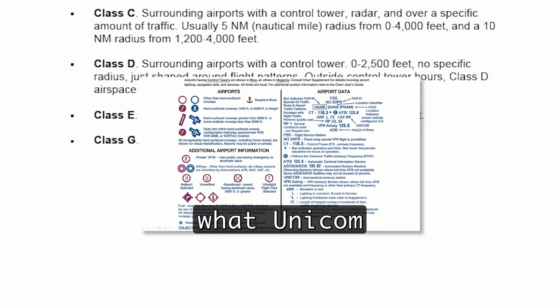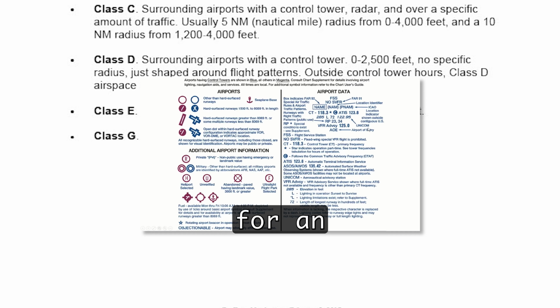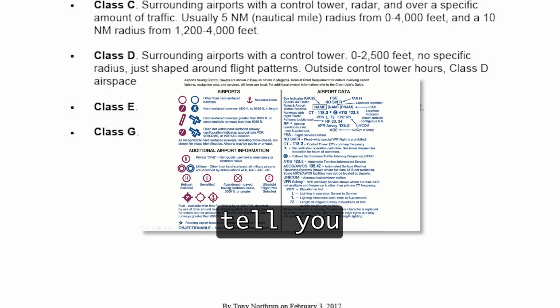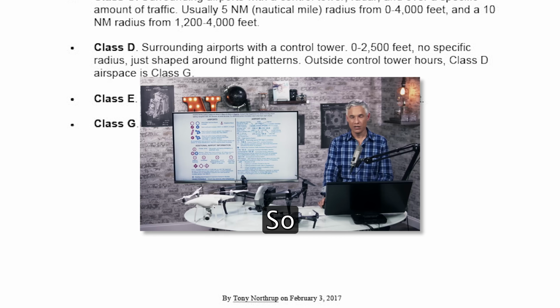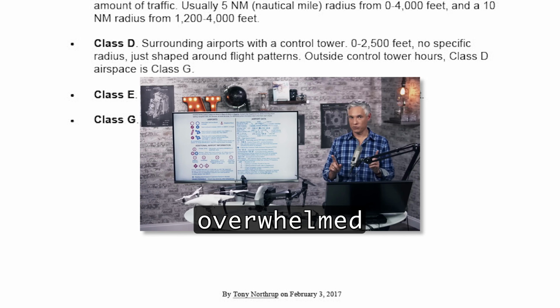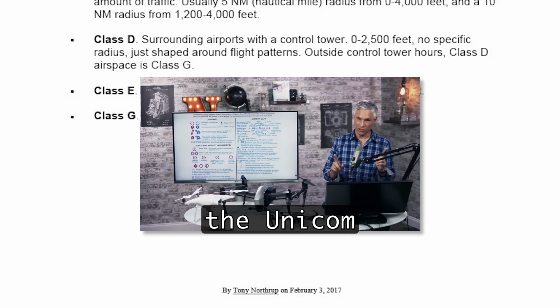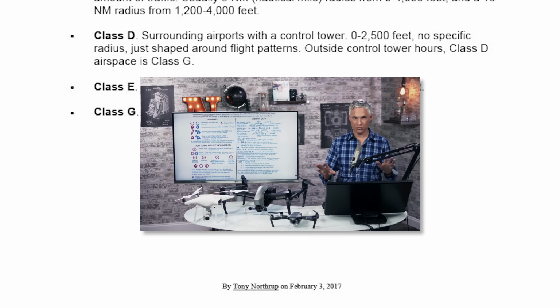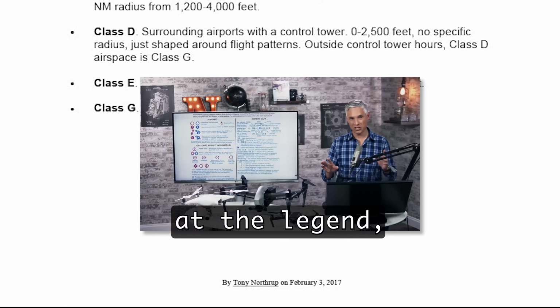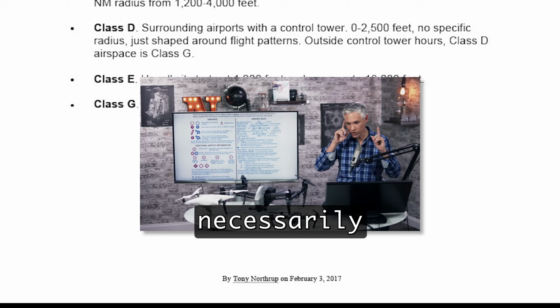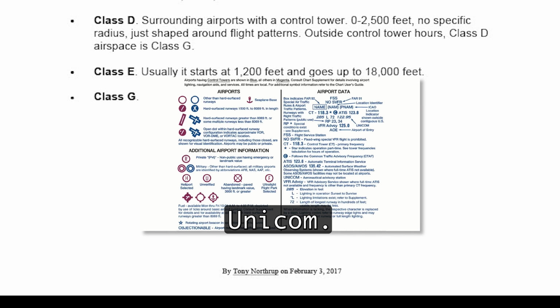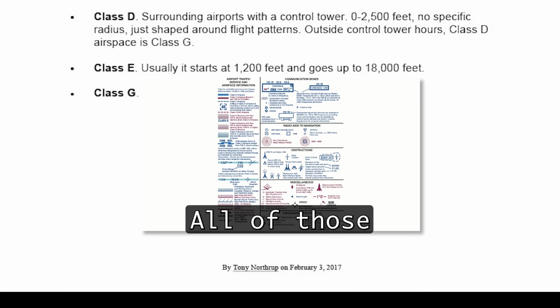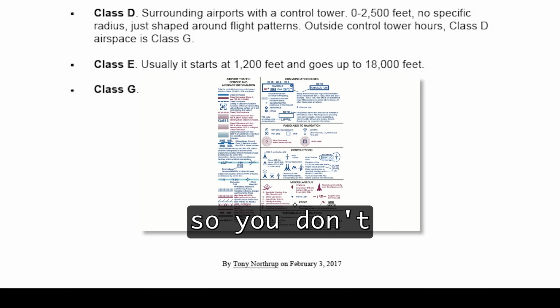Look, if you're wondering what Unicom is, they might ask you what the Unicom frequency for an airport is. The legend will tell you Unicom and then point to an arrow that shows you the right number. So you might be feeling overwhelmed when the test asks you to find the Unicom for an airport. Take a deep breath, look at the legend, and then just match it up. You don't necessarily have to remember which of that mess of numbers is the Unicom. All of those different numbers are explained in the legend, so you don't have to memorize that.